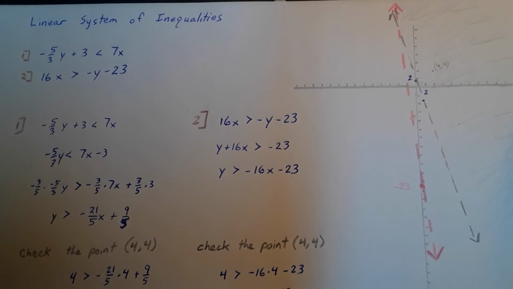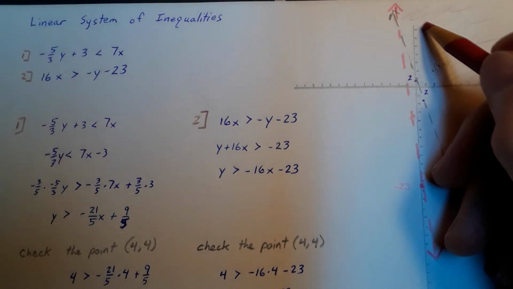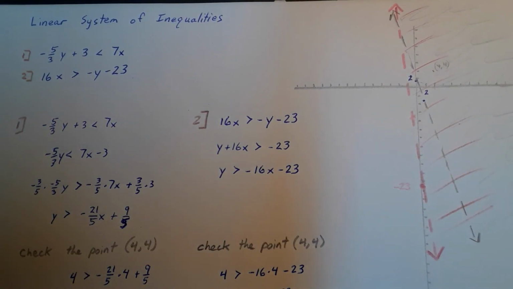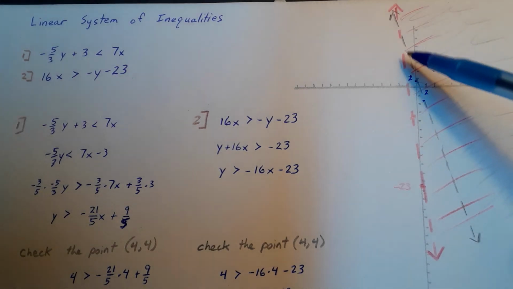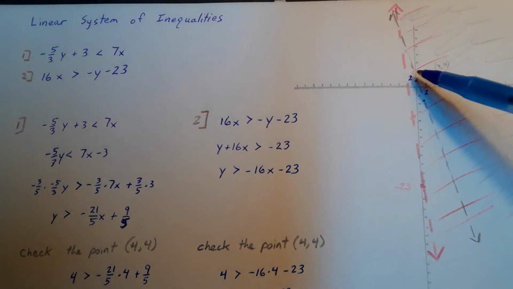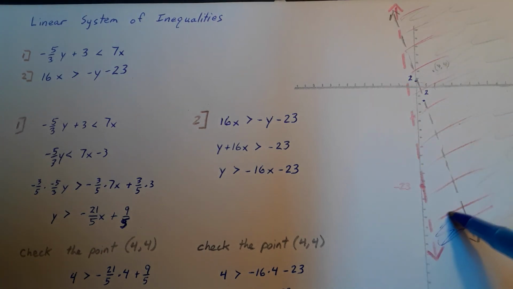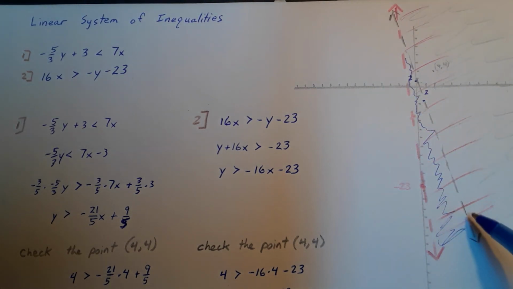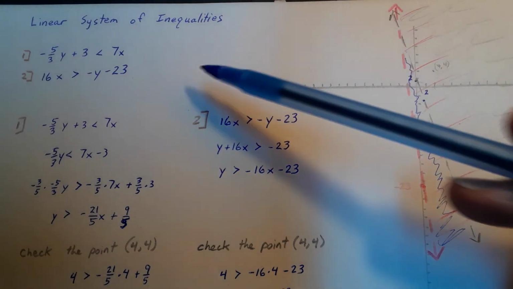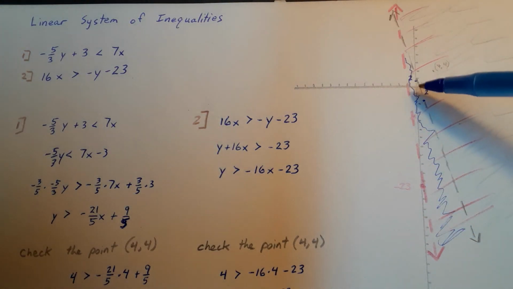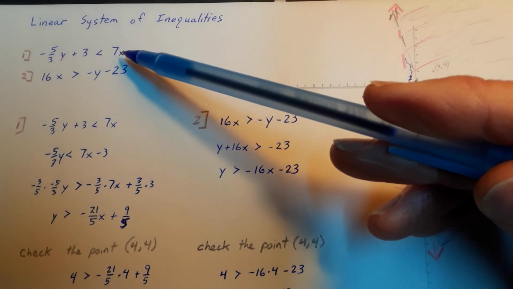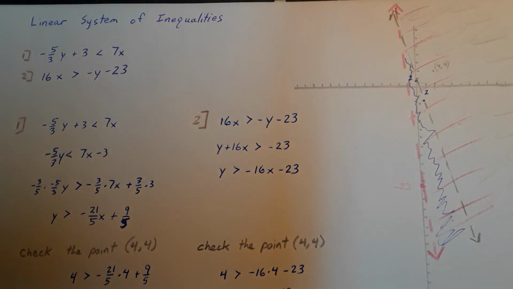And so the real solution to this problem as we shade this in is where we have double shaded. So the region that we double shade is between the intersection point up here and down. So we have this little wedge here that is double shaded, right in between the lines. That is actually the solution to the linear system that we started. Any point in the double shaded region will make both these two statements true simultaneously. And that is the true solution to a linear system of inequalities.